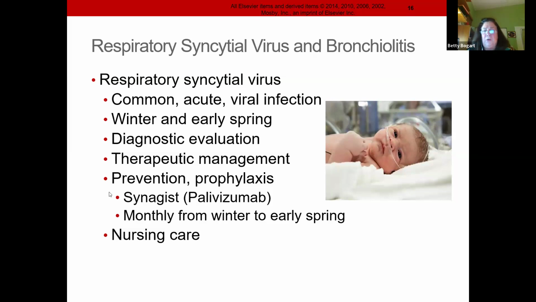So what they do is there is an immunization from winter to early spring, once a month, and it's called Synagis or palivizumab. It's a biologic. What that does is it prevents this child from getting RSV. And that's what we want to do, especially if they're already compromised.